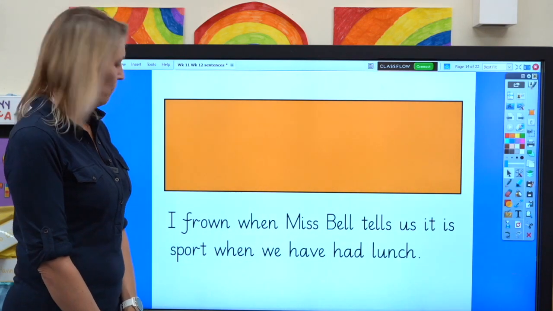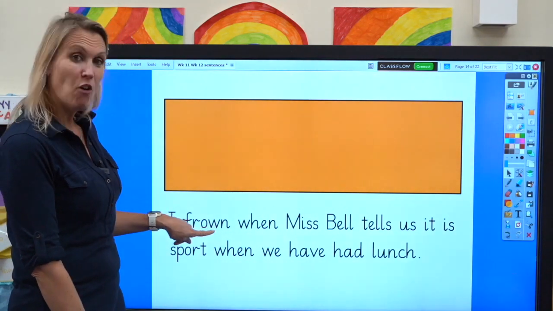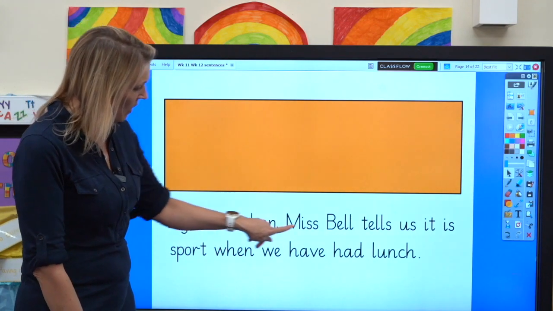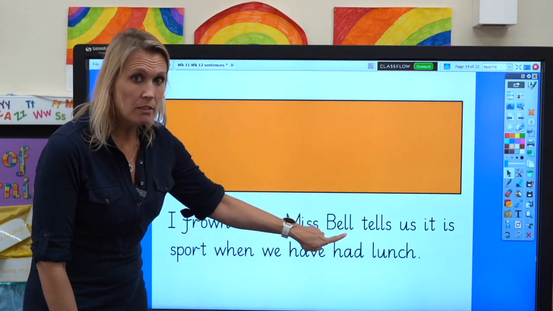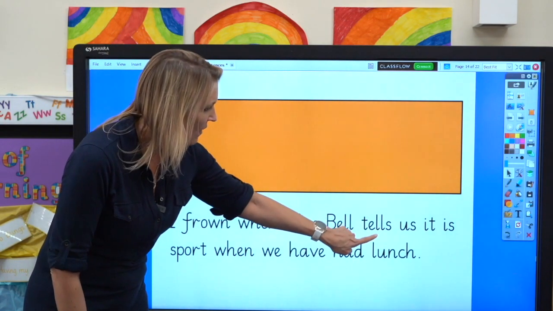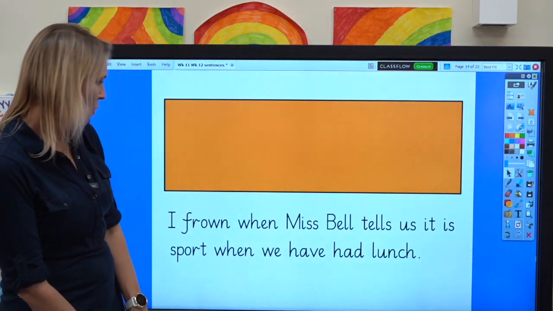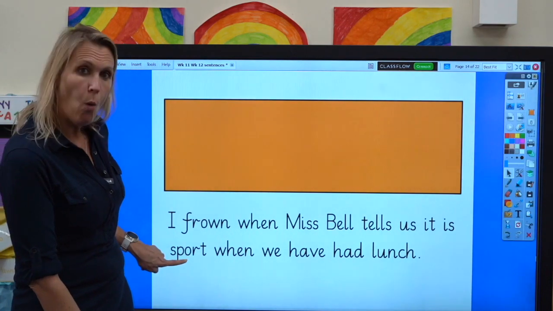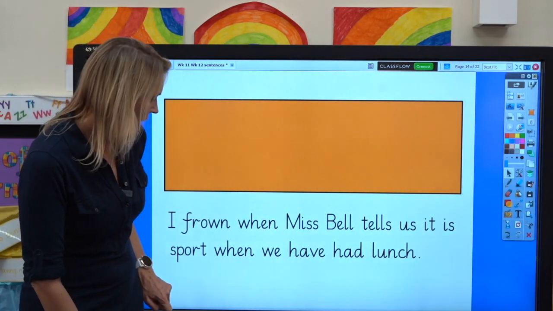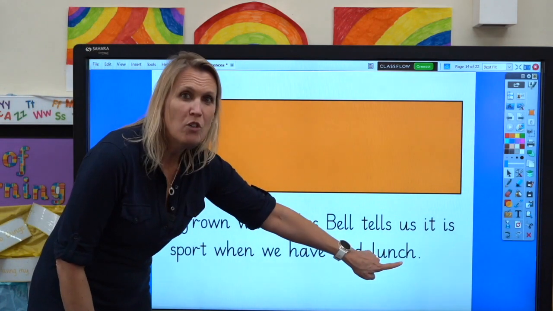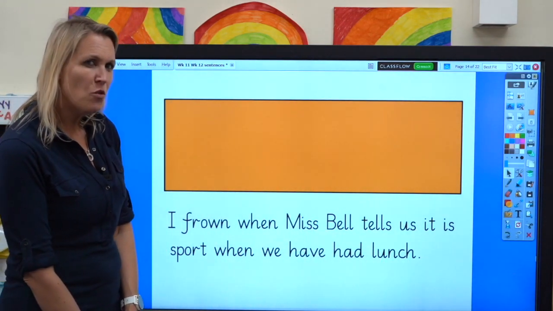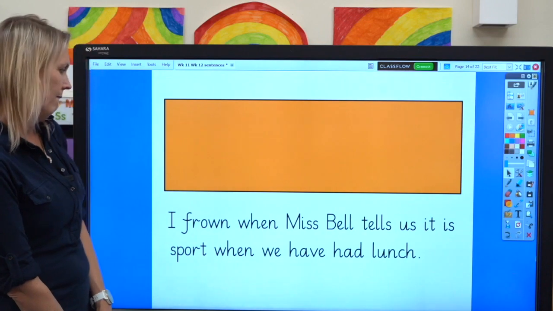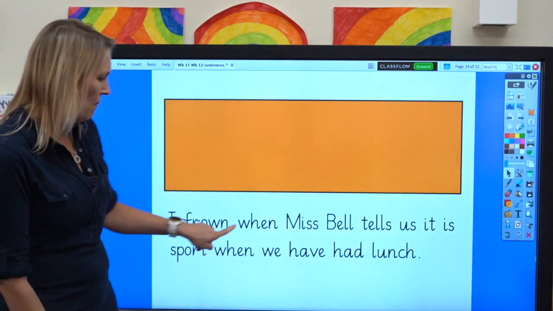Can you see them? Here, look, we've got ow, we've got s and l, and again there's l. Can you see any more? Here, look, we've got or, and here we've got ch. Can you see any tricky words that you might know? Can you remember this one?